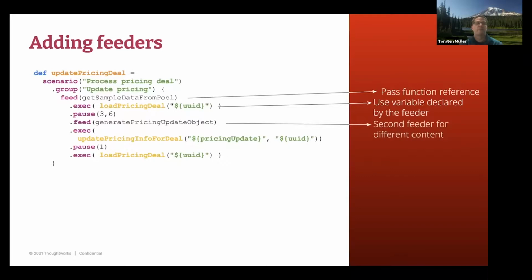And then we wait for 3 to 6 seconds, and we have another feeder that has data for an update, and so forth. And here we see in the next exec, we're updating the pricing information with that key in the map that contains the pricing update and the UUID that we have gotten before. So again, this allows you to essentially automate what users would do with your scenarios and have the data be different to not run into this database caching optimization.